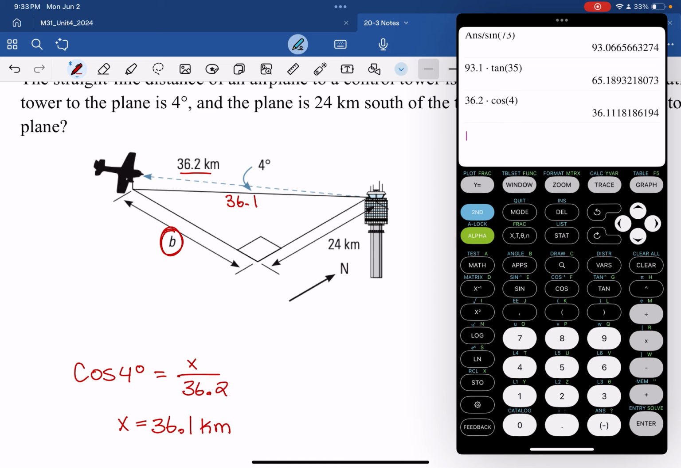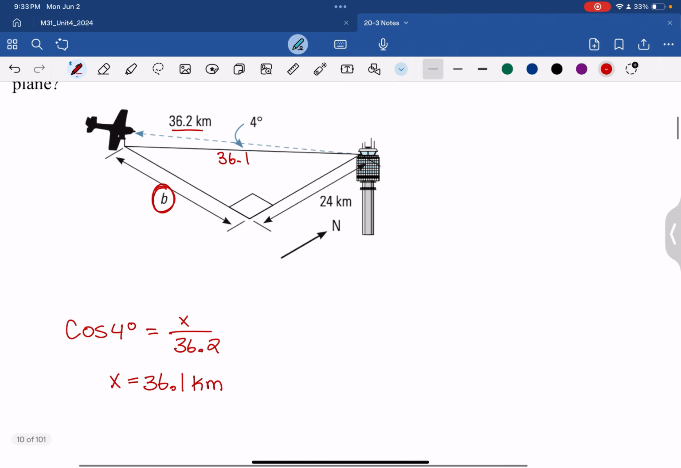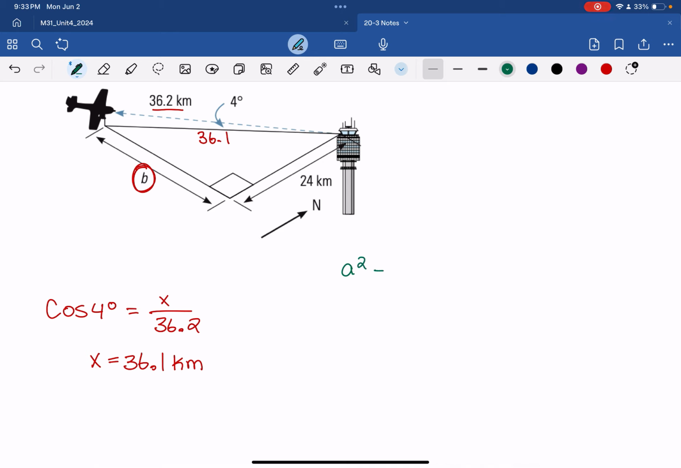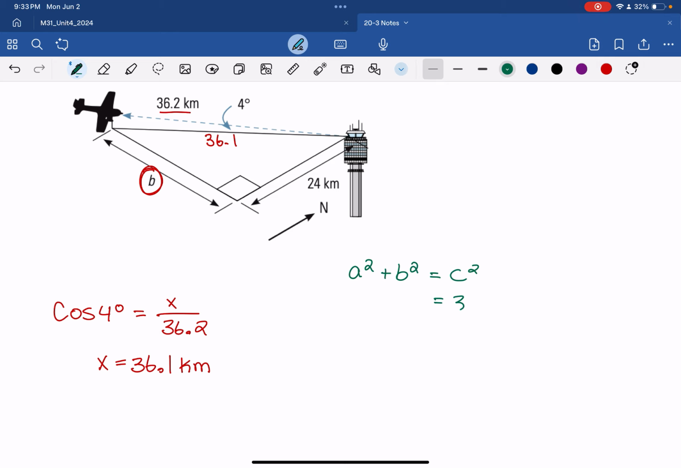So now I'm looking for b. I still don't have an angle in here, so I have to use Pythagorean theorem. So I'm going to use a squared plus b squared equals c squared. And I want you to notice here, this 36.1 is the hypotenuse, so that's going to go in for c squared. 24 is my other piece of information.